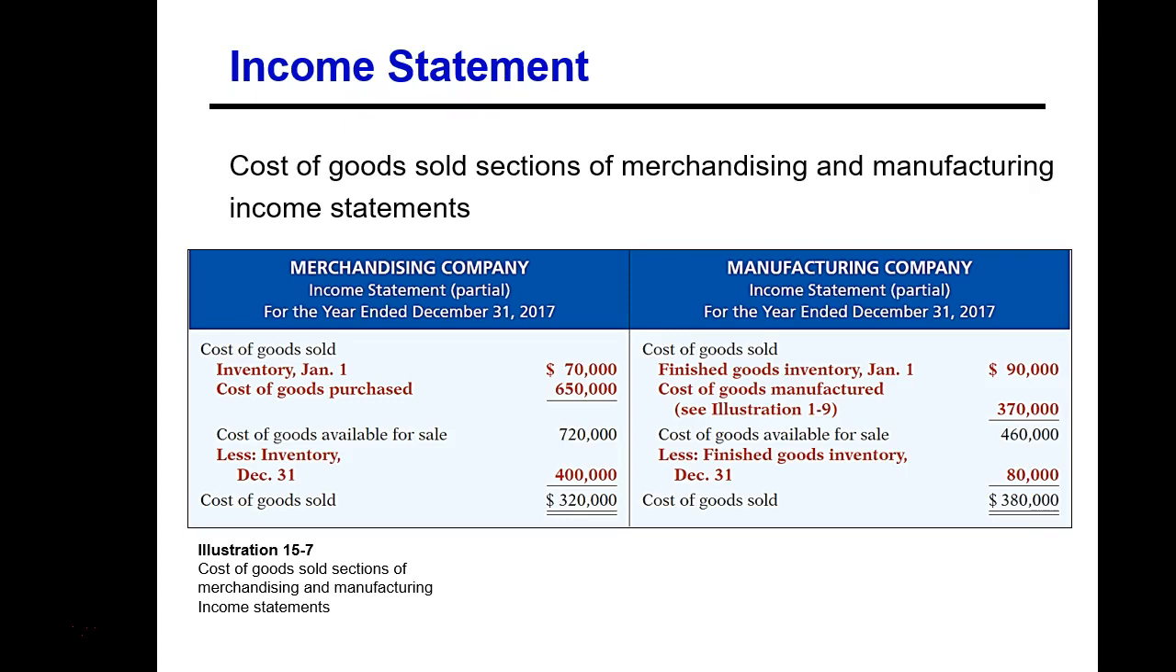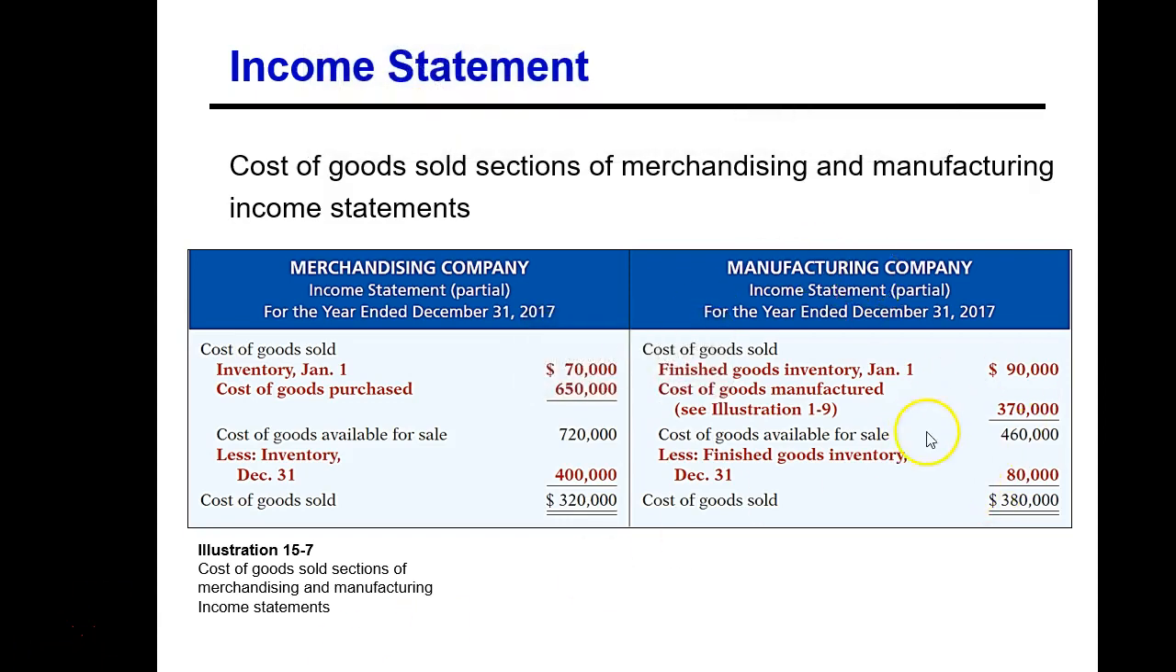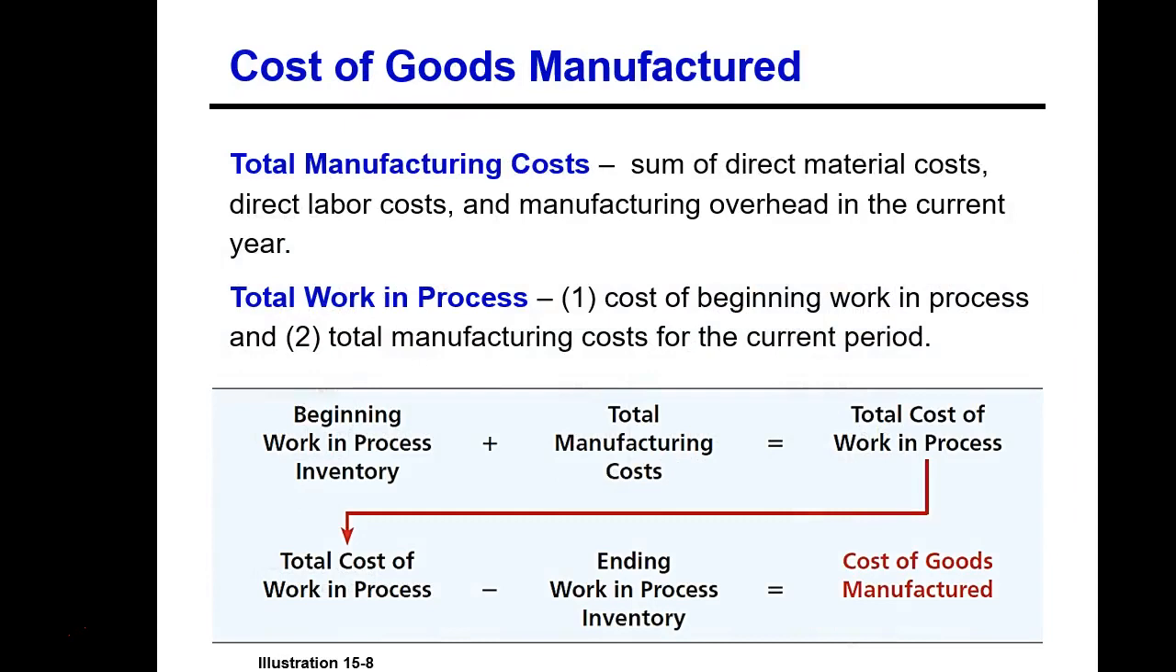In comparison, for a manufacturing company, we're going to show our finished goods inventory. That is the amount we had in inventory at the beginning of the accounting period, plus our cost of goods manufactured, which we're going to look at. That shows what we produced during the current accounting period. And when you add those two together, it equals your cost of goods available for sale. We then subtract out our ending inventory, which is what we have remaining at the end of the accounting period, and that would give us what's known as our cost of goods sold.